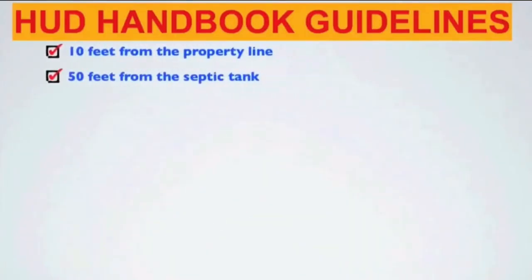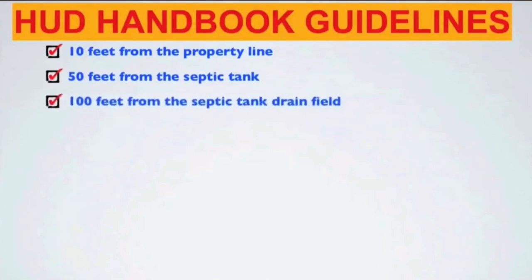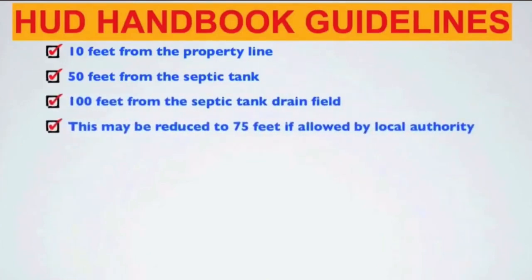HUD handbook guidelines require the following minimum distance requirements between wells and sources of pollution for existing construction: 10 feet from the property line, 50 feet from the septic tank, 100 feet from the septic tank drain field, but this may be reduced to 75 feet if allowed by local authority.